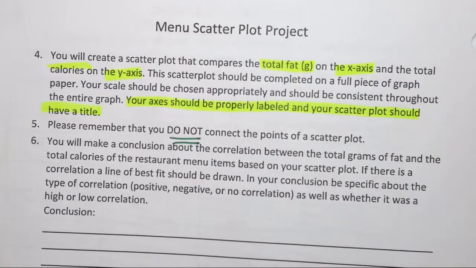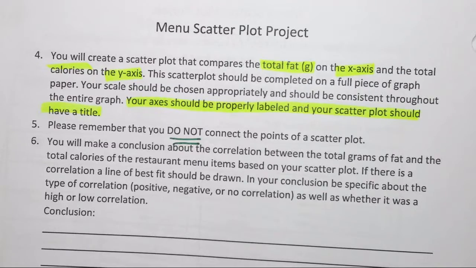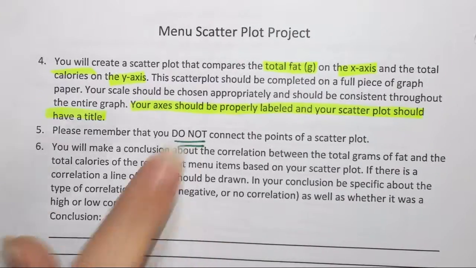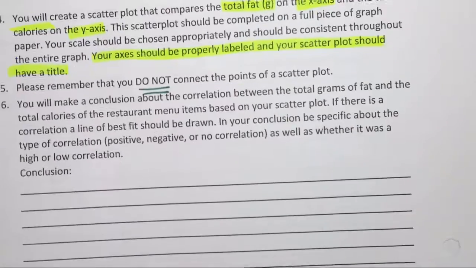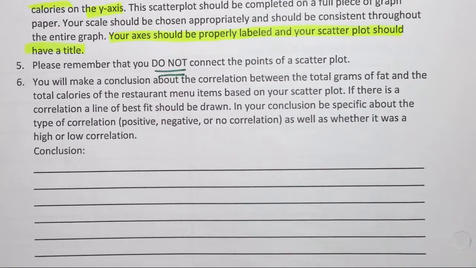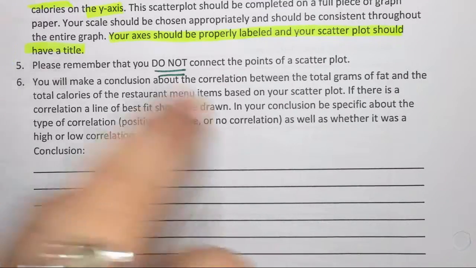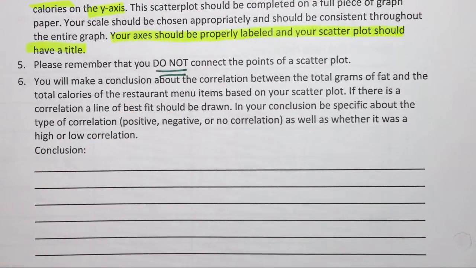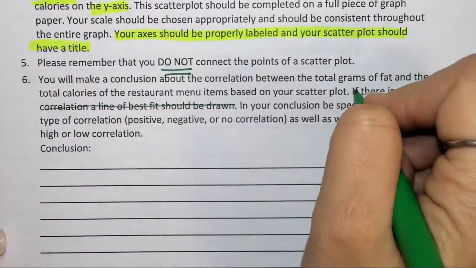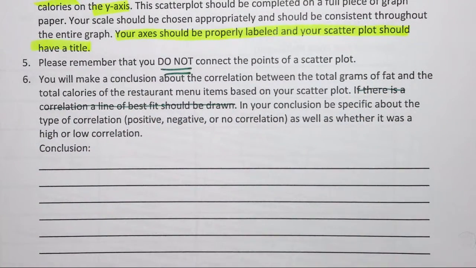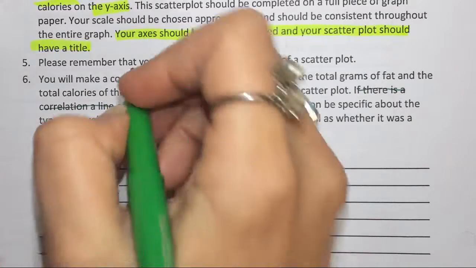Alright, you will make a conclusion about the correlation between the total grams of fat and the total calories of the restaurant menu items based on your scatter plot. Be specific about the type of correlation, positive, negative, or no, as well as whether it's high or low, so a strong or weak.